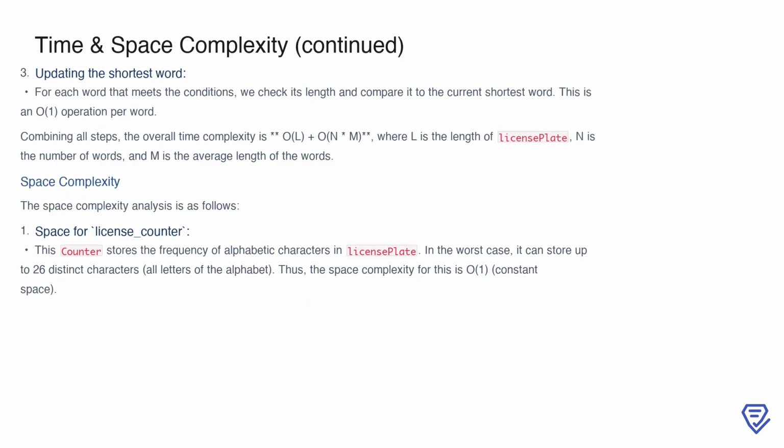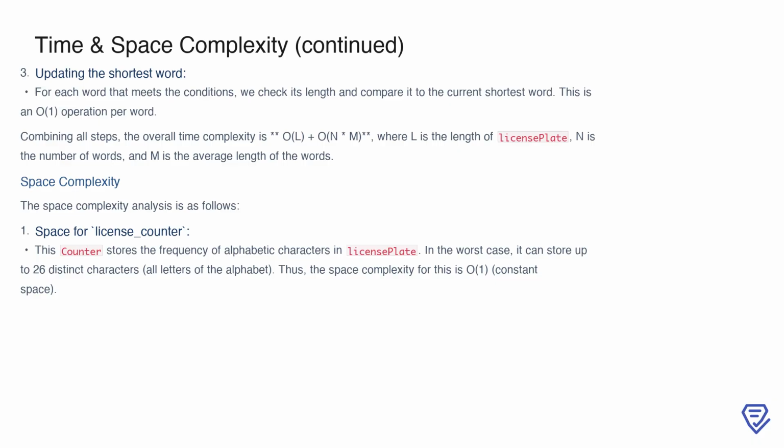Now, for updating the shortest word, we compare the length of each word that meets the conditions to the current shortest word. This operation is O(1) per word. Combining the steps, the total time complexity becomes O(L) for processing license plate and O(n*m) for iterating through the words, resulting in an overall time complexity of O(L + n*m).